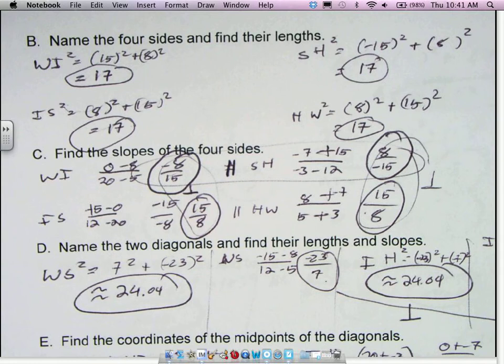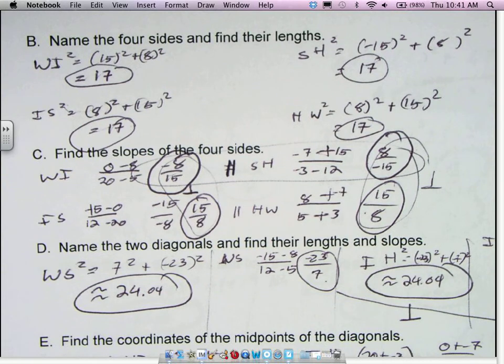B, of course. WI is 17, IS is 17, SH is 17, and HW is 17. So we have 4 congruent sides. Please raise your hand if you can tell me which shapes have 4 congruent sides. There are 2 at least. Yes, John? A square is 1. Rod, what's the other one? Vince, help him out. Rhombus. Yes.